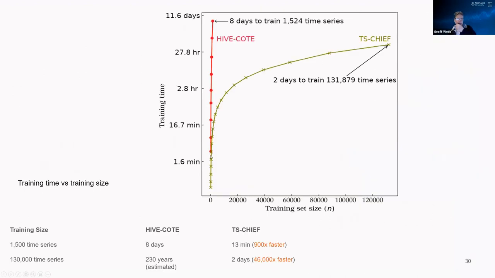So TS-CHIEF is performing at a comparable level to HIVE-COTE, but it is vastly more scalable. So on our Earth observation task, we're able to scale up to 130,000 time series and learn from that in 2 days, whereas HIVE-COTE requires 8 days to learn from just 1,500 series.